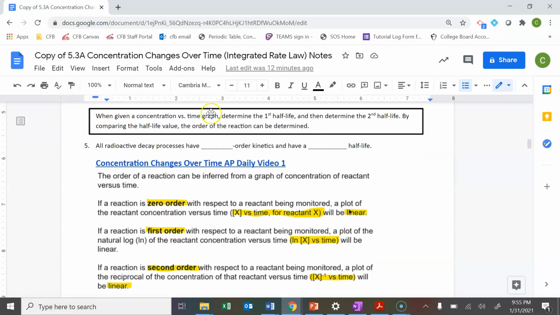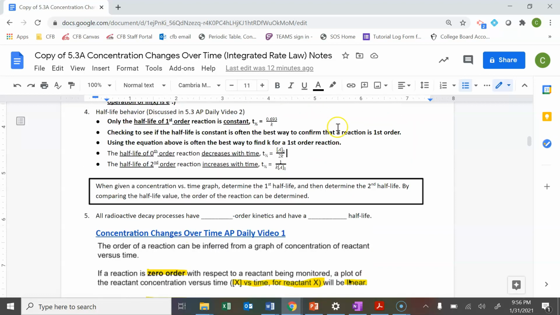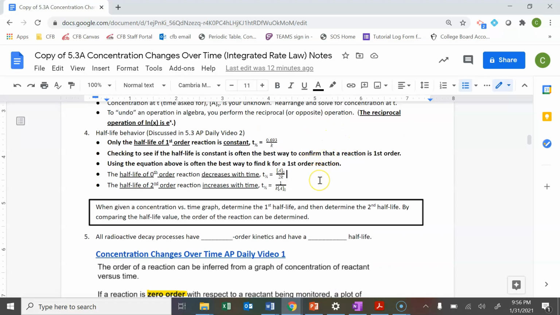When given a concentration versus time graph, determine the first half-life and then determine the second half-life. By comparing the half-life values, the order of the reaction can be determined. It's basically what we just talked about up here. I want you to note that all radioactive decay processes have first-order kinetics, and they have a constant half-life as a result.